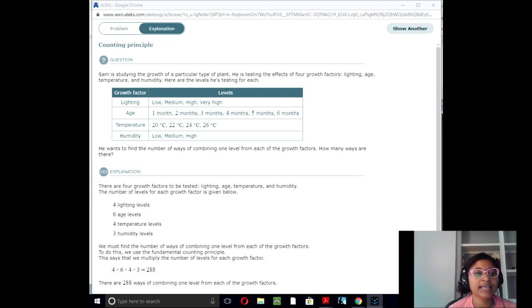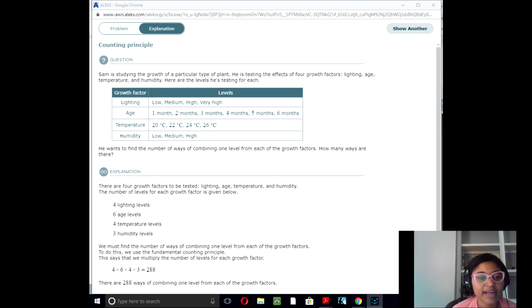So lighting, age, temperature, and humidity, as they stated. For lighting, we have low, medium, high, very high. Age: 1 month, 2 months, 3 months, 4 months, 5 months, 6 months. For temperature, we have 20 degrees Celsius, 22 degrees Celsius, 24 degrees Celsius, and 26 degrees Celsius. And for humidity, we have low, medium, and high. He wants to find the number of ways of combining one level from each of the growth factors. How many ways are there?